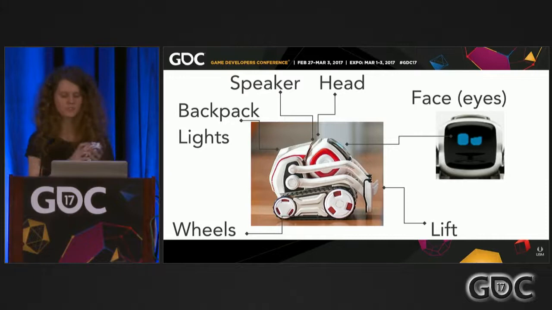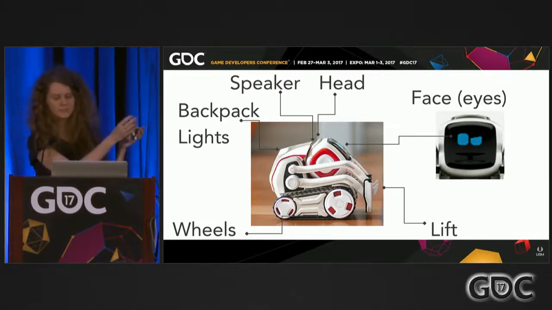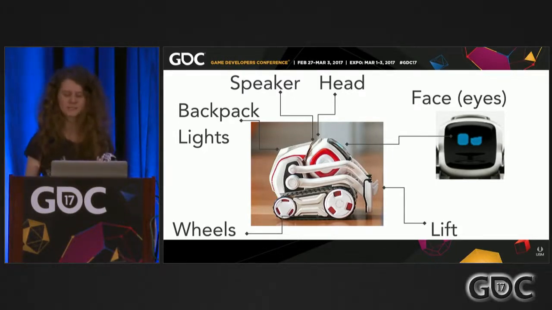We control Cozmo's head and lift, which we can raise up and down, wheels, which he uses to move forward and back, backpack lights that change color and intensity, his face, which is an LED screen, and the speaker, which is here on top of his head.